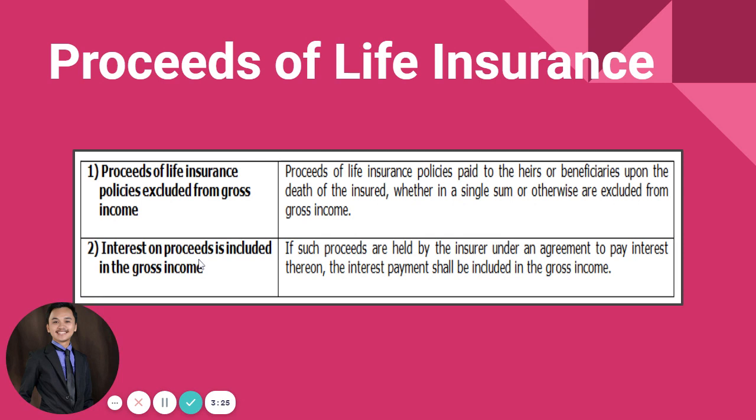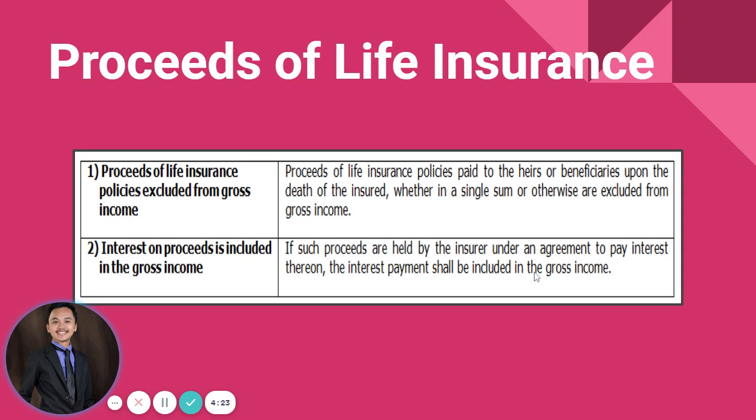However, when there is interest on the proceeds of that life insurance, such interest will be subject to tax. If such proceeds are held by the insurer under an agreement to pay interest thereon, the interest payment shall be the one included in the gross income. So let us say the insurer has delayed the payment of the insurance proceeds to the beneficiary of the deceased insured. Then any interest paid to the heir or beneficiary due to the late payment of the proceeds of life insurance will be included as part of the total gross income.